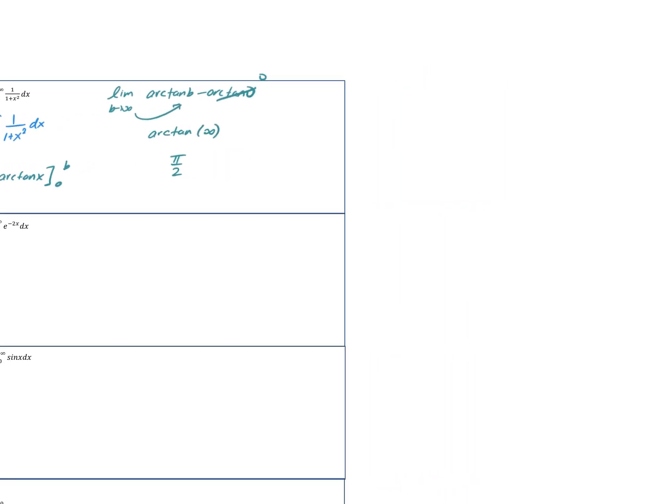That's the other graph you have to know. Arctan looks like this. Pi over 2 on the top.